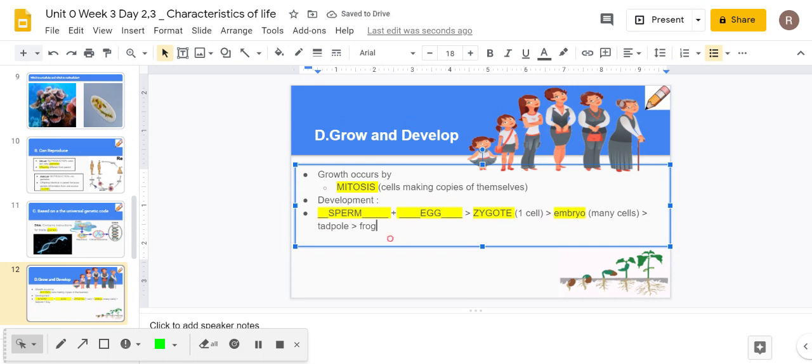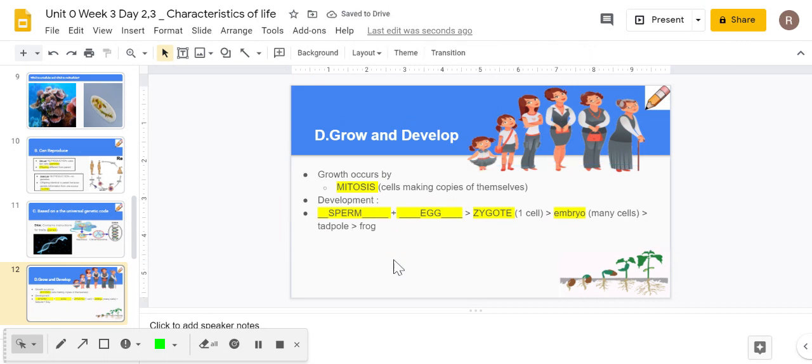Again, it's not just about humans. This will be for any organism that is multicellular. It starts out as a zygote or a fertilized egg. That fertilized egg becomes an embryo, which is basically just made of many cells. That embryo will then become whatever that organism is. So, for instance, a tadpole, or this could be a human, or a zebra, or a giraffe. Okay, and then the adult form of whatever that is.